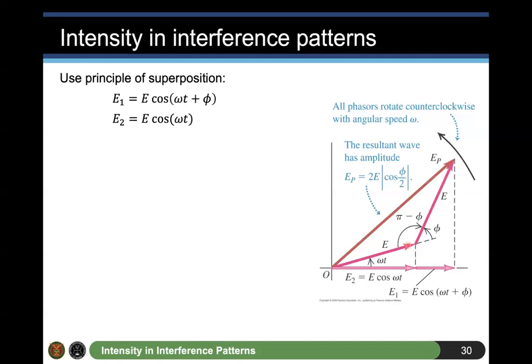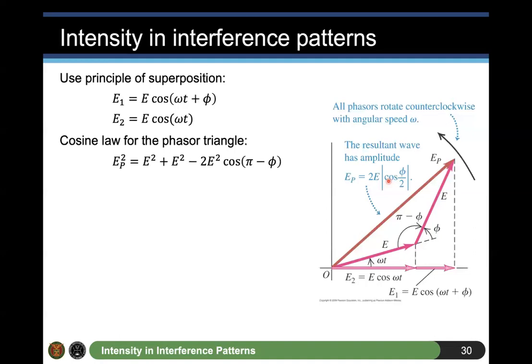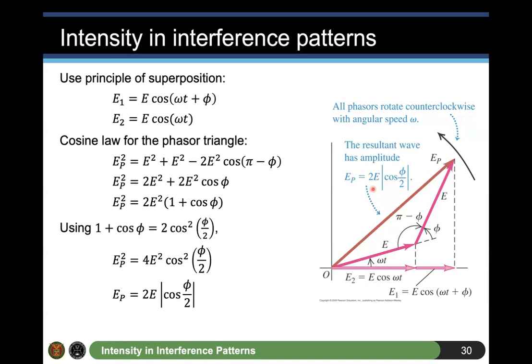If we add this using our phasors, they rotate counterclockwise, and what comes out is 2E cosine of phi over 2. If we apply the cosine law for this phasor triangle, we get the same result, 2E cosine of phi over 2. Actually, Malus's law also comes from here. You will see that this cosine squared is similar to Malus's law. These equations are similar, but it is safer to use the squared form. So that is also Malus's law, and the reason we got intensity there is because it comes from here.